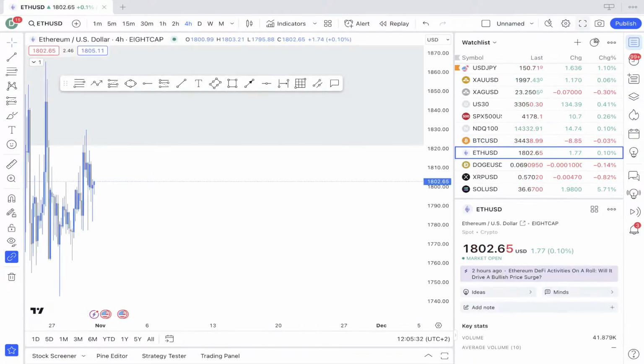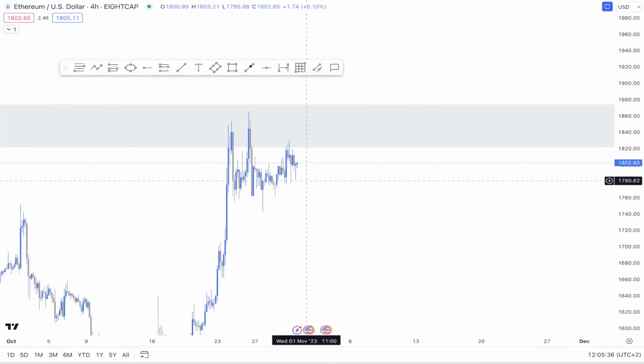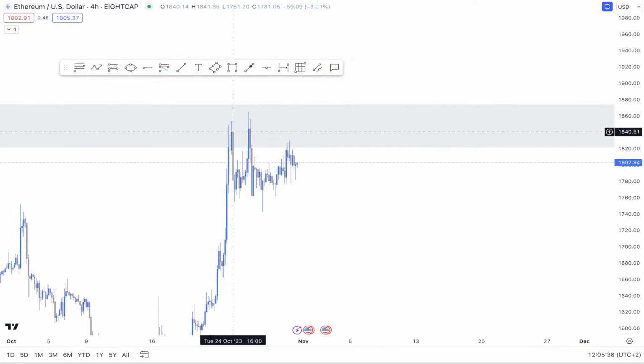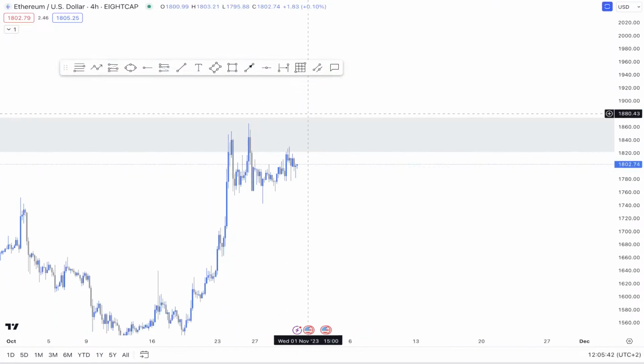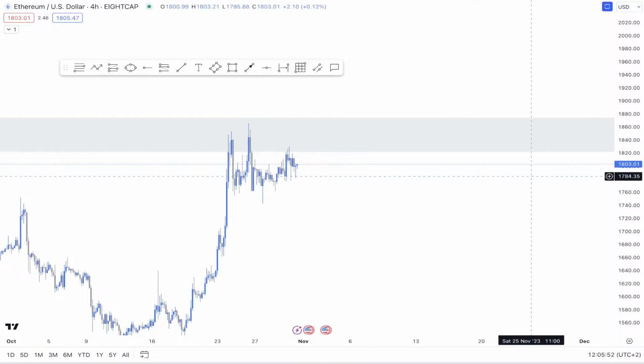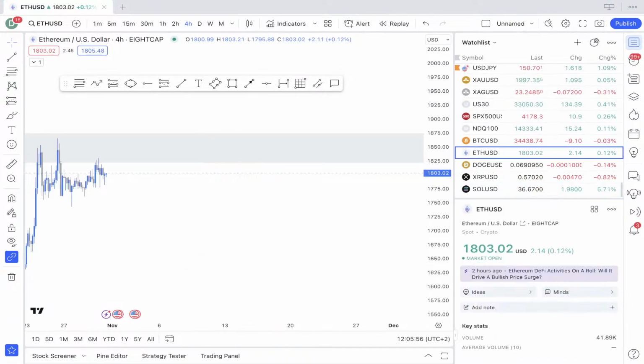Next up, we have Ethereum. On Ethereum, pretty much nothing happened since yesterday. We are still at this important key zone, and I want to see if price will break above it or will reject from it and go lower. We just want to see how price will break out from this range and then look for some possible trade opportunities. Till then, we are just going to stay on the sidelines on Ethereum.